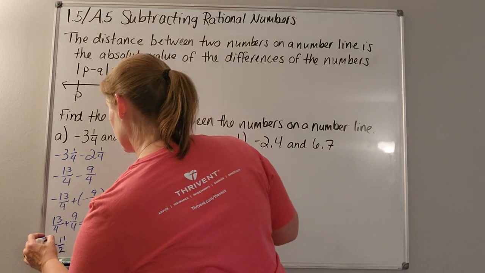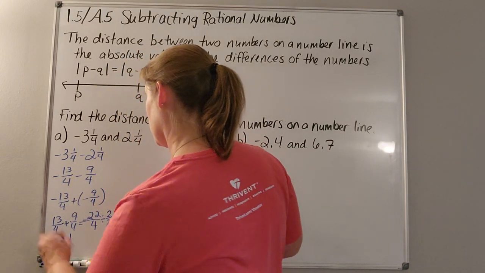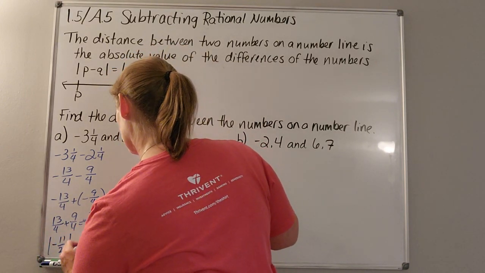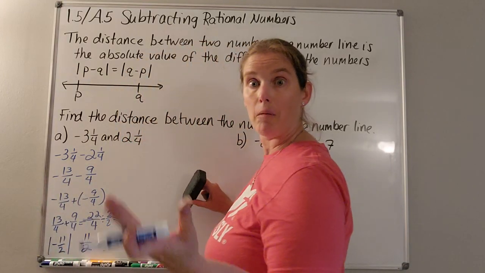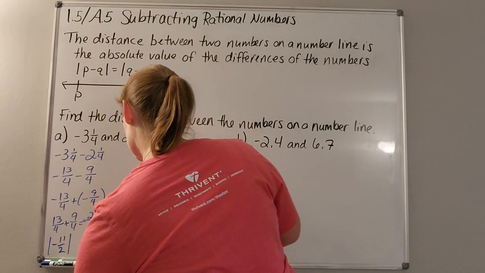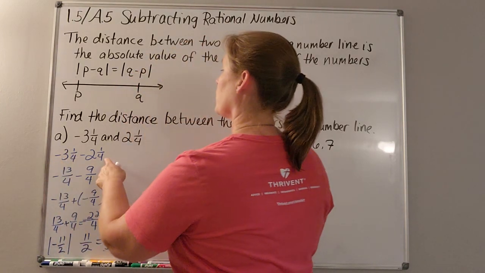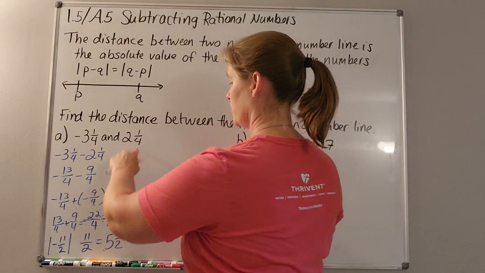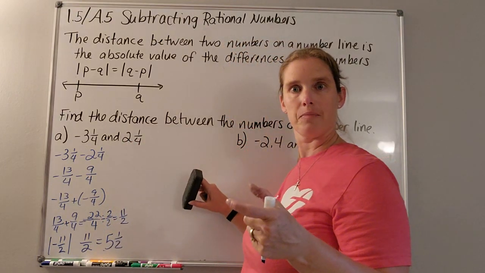But we take that absolute value at the end. We say it's 11/2 for the distance. Or, how many groups of 2 are there in 11? There's 5 with 1 left over. So the distance between negative 3 1/4 and 2 1/4 is 5.5 units.